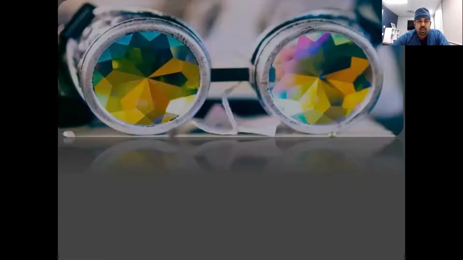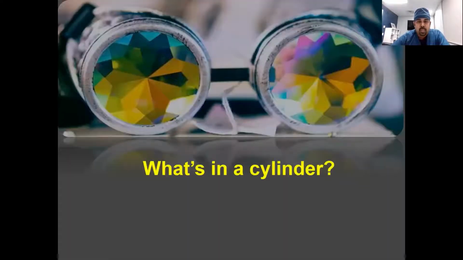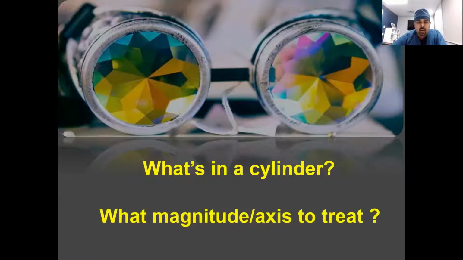When we look at the problem with the cylinder, just like how they ask what's in a name, the cylinder has been long misused and used in the right and wrong ways for several years. So asking what's in a cylinder, what magnitude and axis to treat, and what happens long term is an important question that we'll address here.